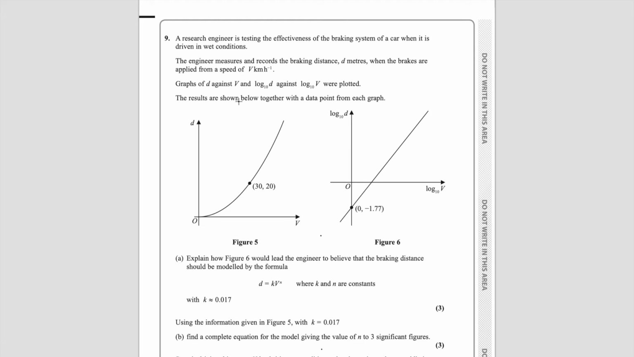For question number 9, we're told that a research engineer is testing the effectiveness of the braking system of a car when it is driven in wet conditions. The engineer measures and records the braking distance, d meters, when the brakes are applied from a speed of v kilometers per hour. The graphs of d against v and of log base 10 d against log base 10 v are plotted, and we can see them here.